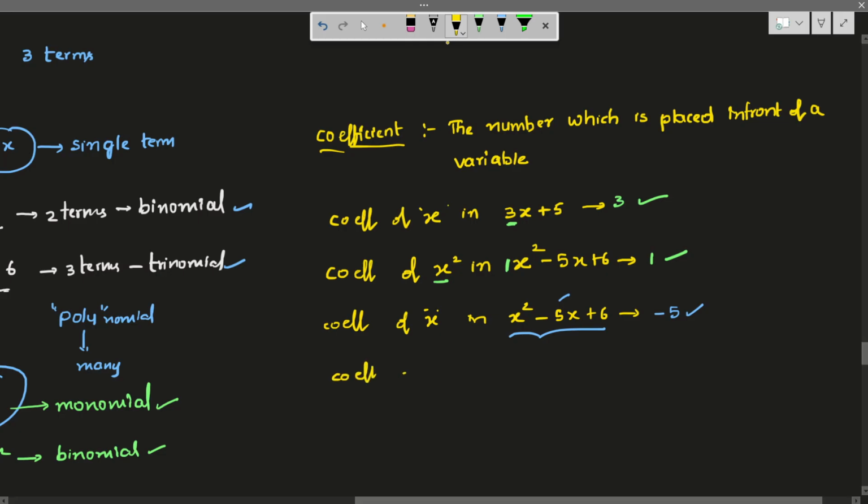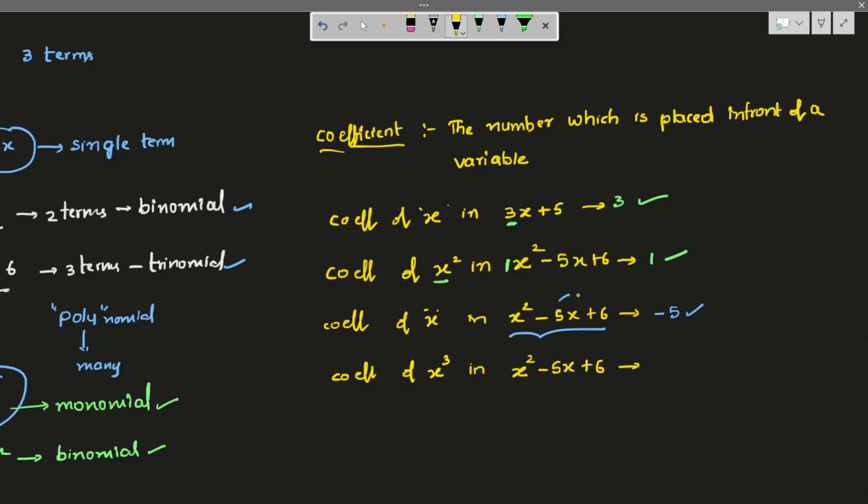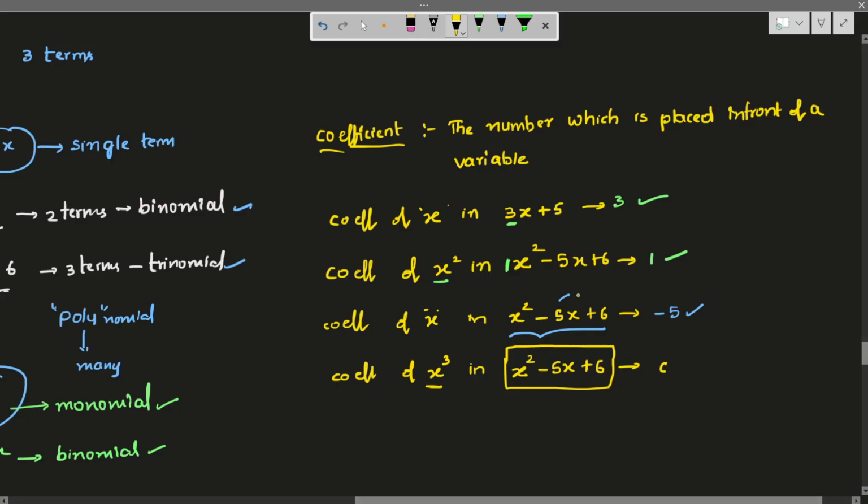And what is the coefficient of x cube in the same equation? I'm not giving x cube here, I'm giving the same equation. But I'm asking you what is the coefficient of x cube in this equation. There is no x cube term itself. If there is no term, then the coefficient is 0, because there is no term at all.